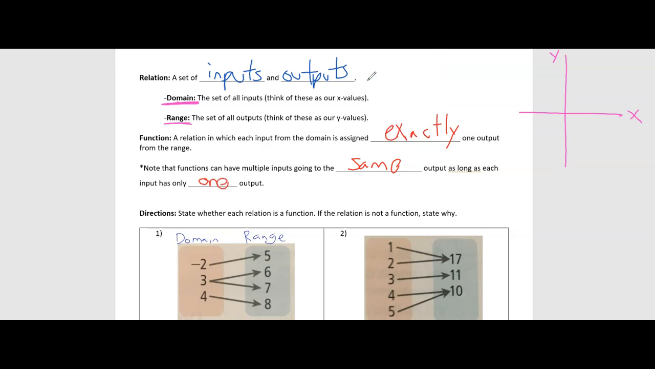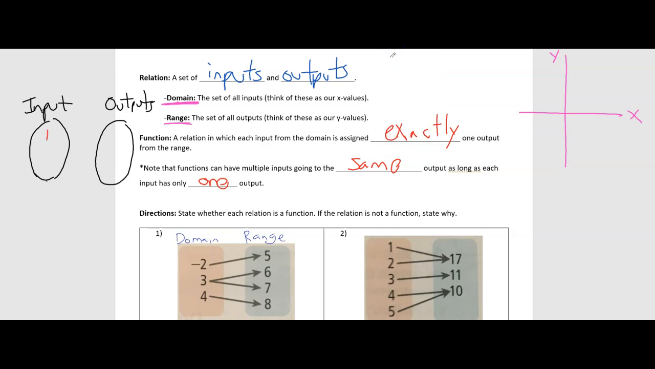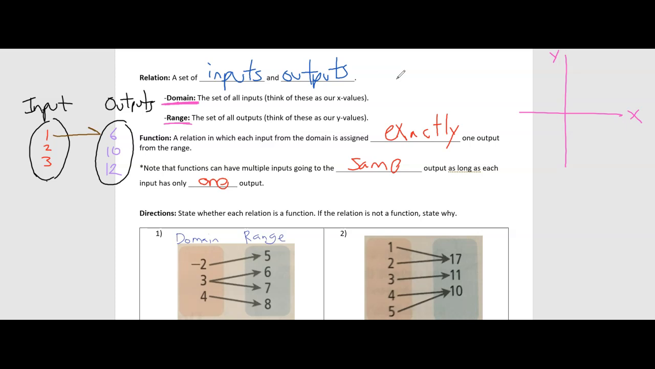So instead of erasing all this and going back up top, let me just show you what we mean by that. All right, let's say this is our input box. Here's our outputs. We'll have 3 inputs. And again, I could choose whatever numbers I wanted here. So for functions, right, 1 can only go to either 6, 10, or 12.